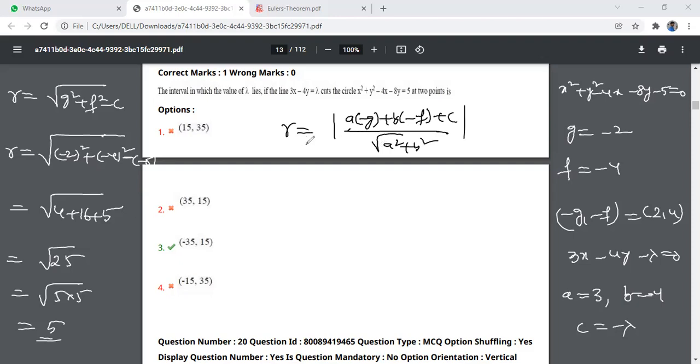When it is tangent, then r is equal to this one. But whenever it is cutting the circle, the radius is this and the perpendicular distance is this. That means r is greater than this total formula. Now if you substitute in that, you will get the limits of the lambda value. I think you are clear, because this total is the radius.